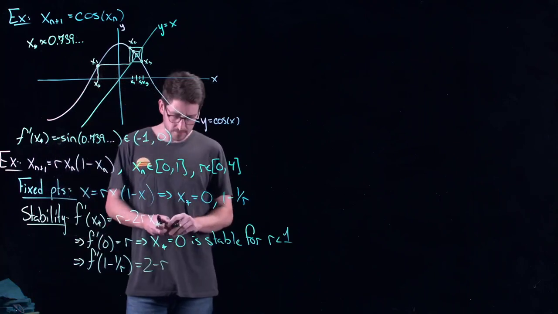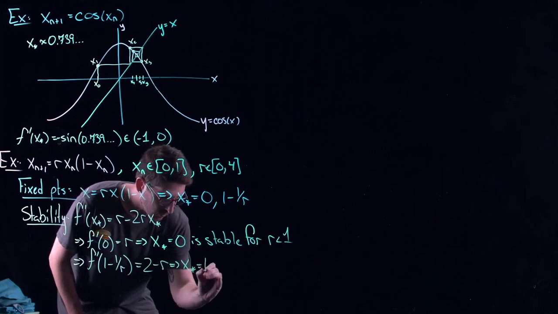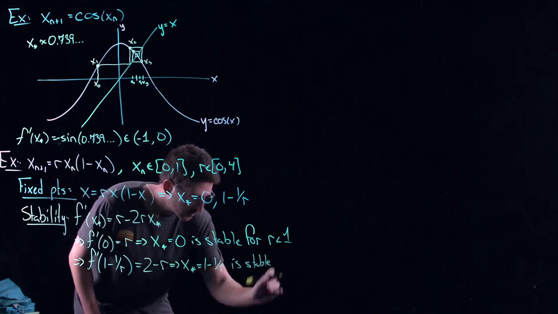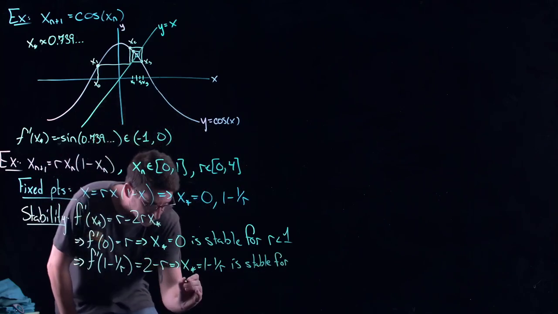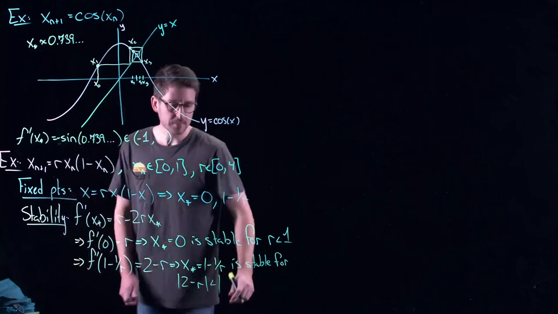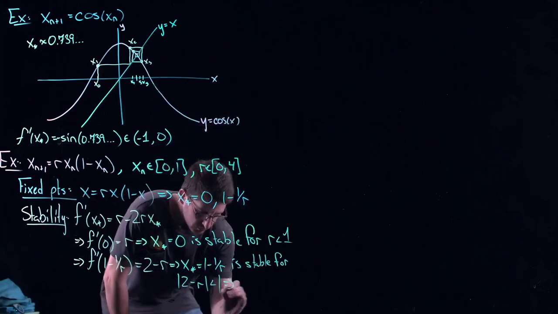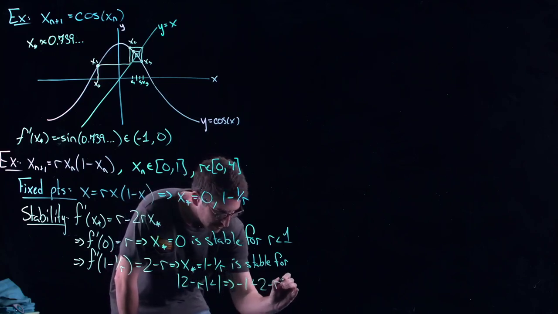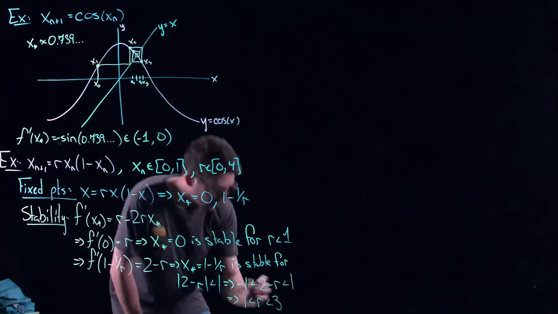Okay, so let's think about this for a second. This tells me that x star equal to 1 minus 1 over r is stable, well, it's only going to be when the absolute value of this thing is smaller than 1. So when 2 minus r, in absolute value, is smaller than 1, which you can expand out, right? This is minus 1 is less than 2 minus r, which is less than 1, which tells you that 1 is less than r, which is less than 3.